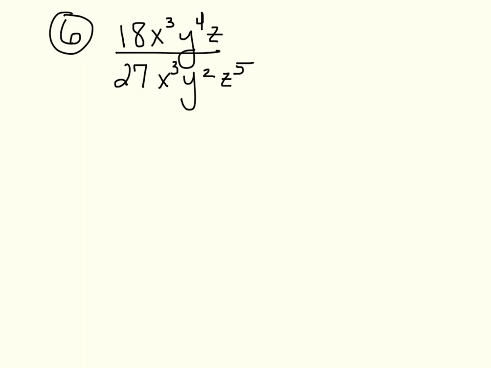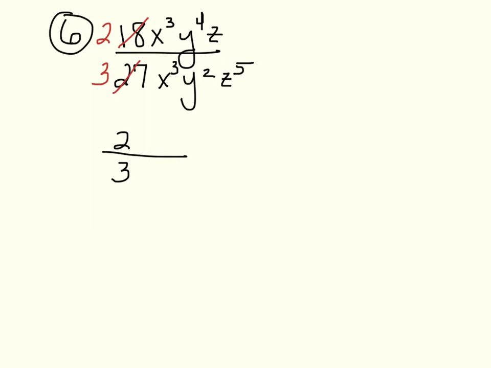Example number 6. Start simplifying. 18 divided by 27. What is a common factor of 18 and 27? It would be 9. 9 goes into 18 twice. 9 goes into 27 3 times. So 18 27ths simplifies to 2/3.